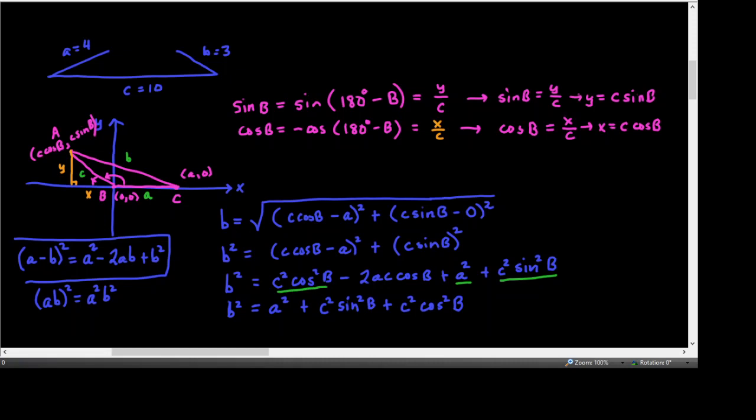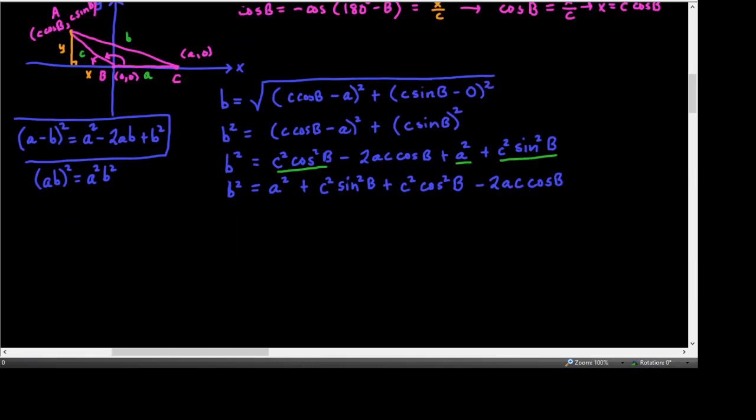And then finally, last thing is the minus 2ac cosine of b. All right. Now, I should underline that I took care of that as well. So I took care of everything on the right-hand side. I just rearranged the order in which things were written. Okay, so that makes b squared equal to a squared.